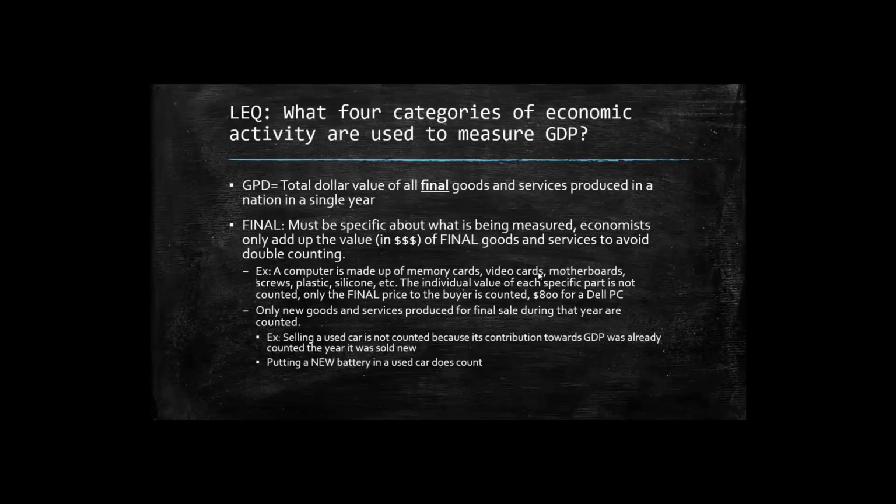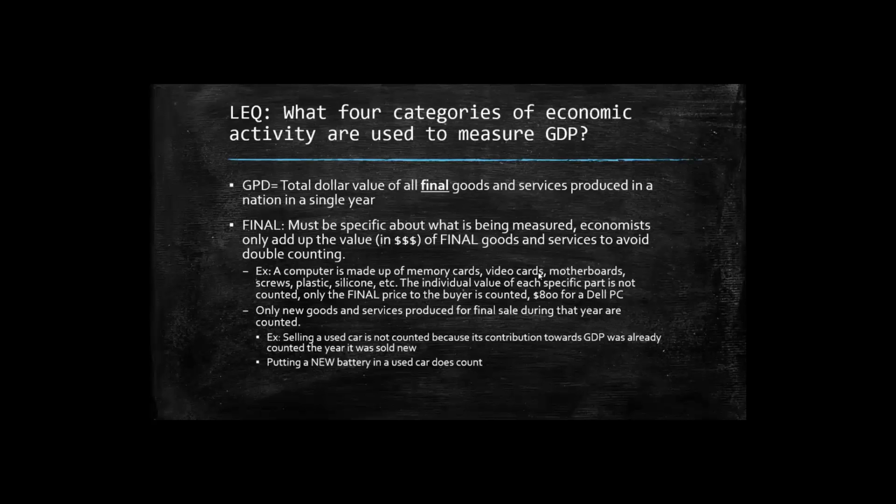For example, think of a computer tower, a laptop if you will, or an actual desktop computer. It's made up of memory cards, video cards, motherboard, screws, plastic, silicone, so on and so forth. Even though the company, say Dell or Apple, had to purchase those products individually, those individual products are not counted in GDP, and here's why. What is counted in GDP is the sale of the final price to the buyer. So even though that motherboard may have cost Dell $200 and that memory card may have cost Dell $25, those numbers are not counted in GDP.